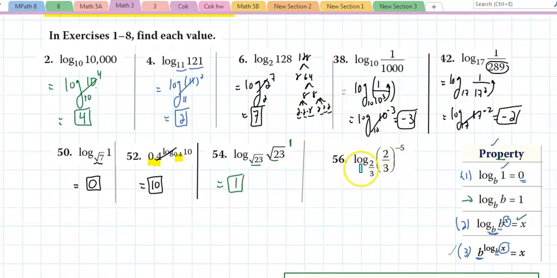And on 56, I notice the base is 2/3 and the power is 2/3, that would be a negative. What if they don't match? Well, glad you asked.